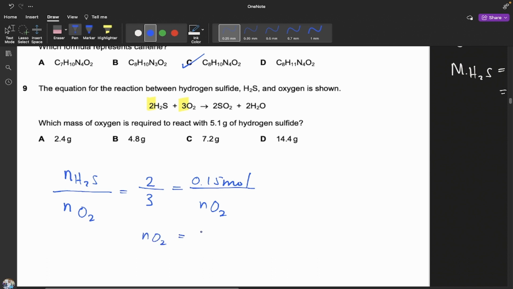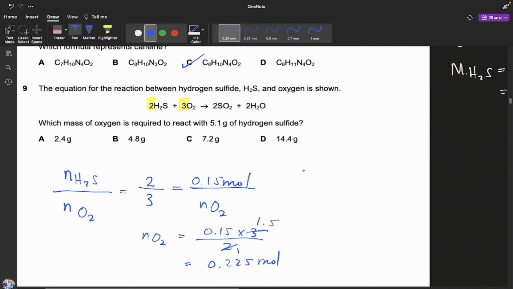So when we work that out, we get 0.15 multiplied by 3 divided by 2. If you do this, 3 divided by 2 is 1.5. So 0.15 multiplied by 1.5, so it is 0.225 moles. The question is still not over.